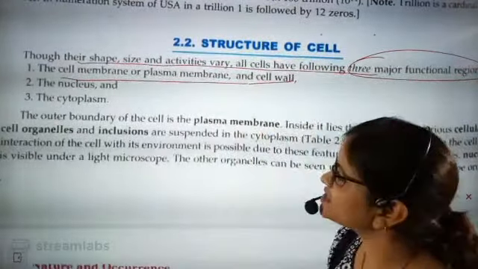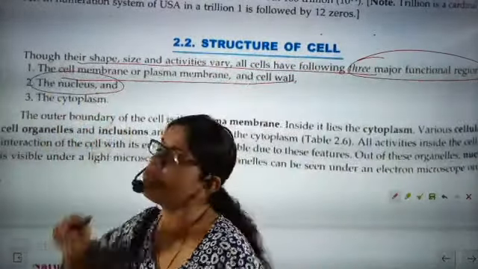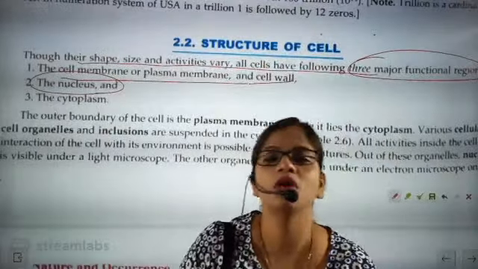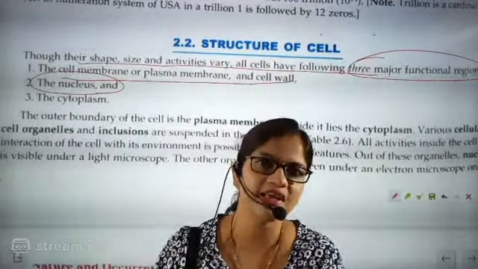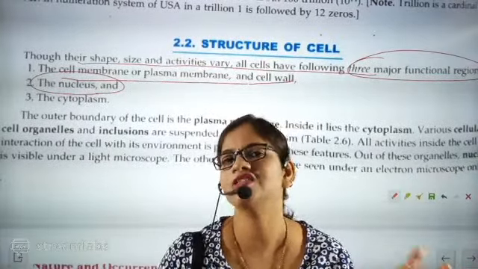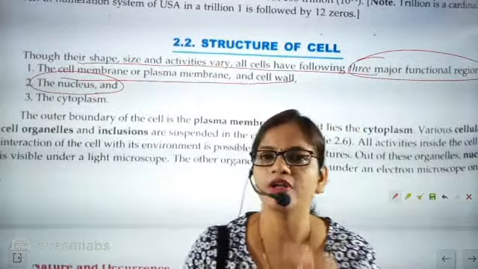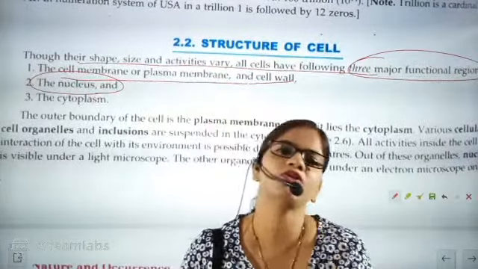Okay, now next is the nucleus. The nucleus plays a very important, vital role in transmitting the genetic hereditary information of the species to the coming generation. So beta, this is the most important, prominent, needed part of a cell.